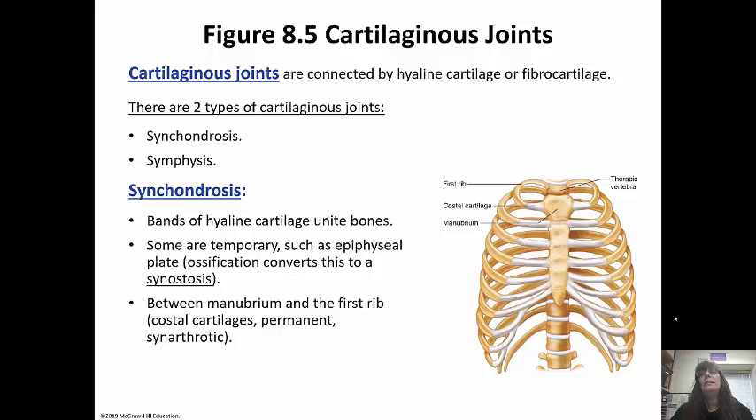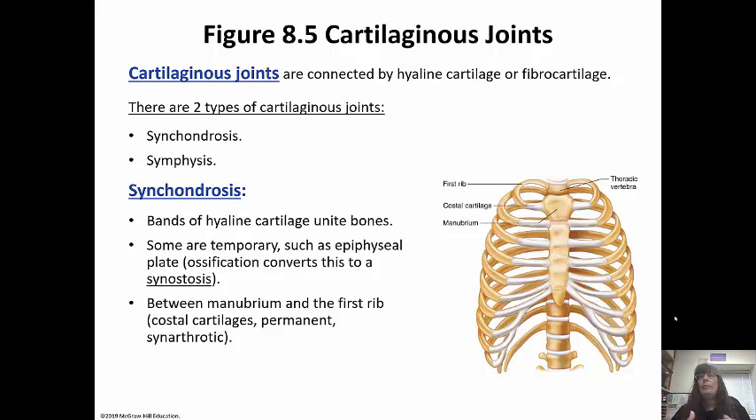The second type are cartilaginous joints. These are connected by hyaline cartilage or fibrocartilage, as the name implies. There are two types of cartilaginous joints, synchondroses and symphyses. Synchondroses are bands of hyaline cartilage that unite the bones together. Some of these are temporary, such as the epiphyseal plate. So remember, the epiphyseal plate is the growth plate.